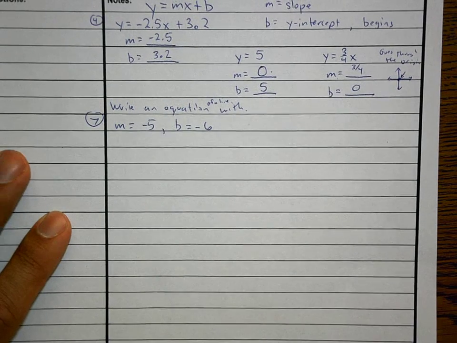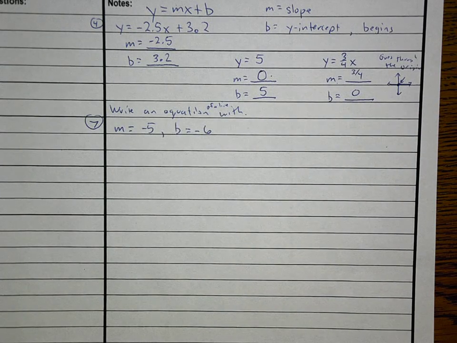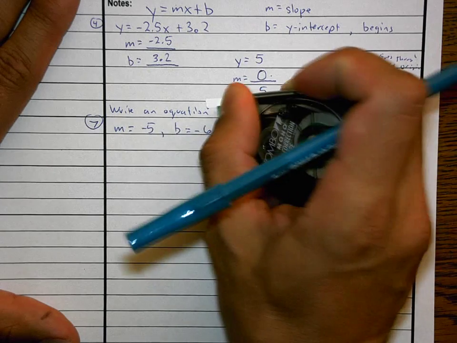Write an equation. That's really messy. I'm sorry. I feel like I'm doing a disservice to you because it's so messy. Let me just do that over again.